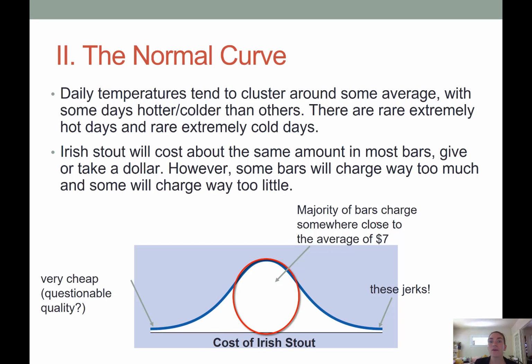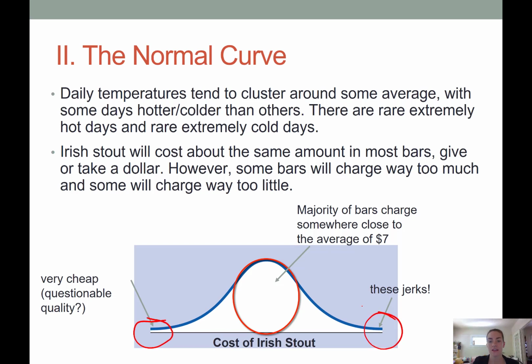Irish Stout will cost about the same in most bars, give or take $1, right? However, some bars will charge way too much and some bars will charge way too little. So there's fewer bars that are charging extreme prices for their beer, whether they're extremely low or extremely high. So that's why the height of the curve is low in these tails.